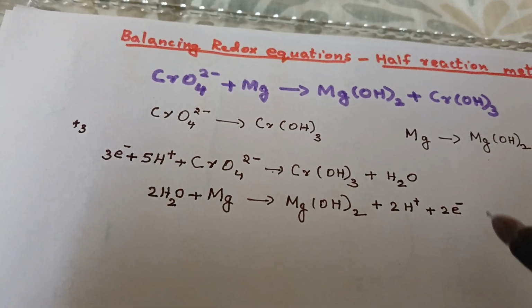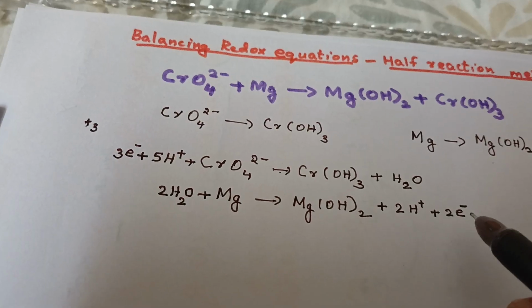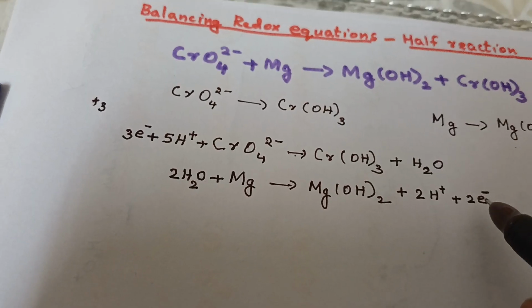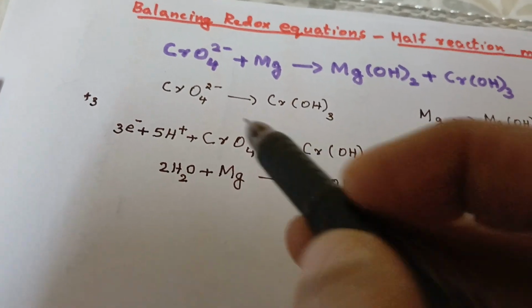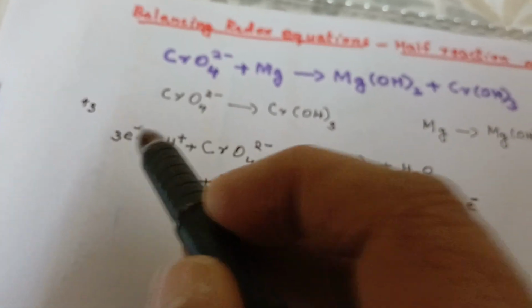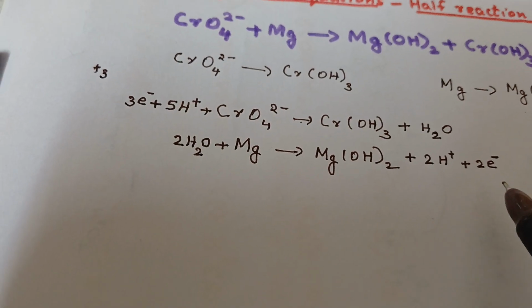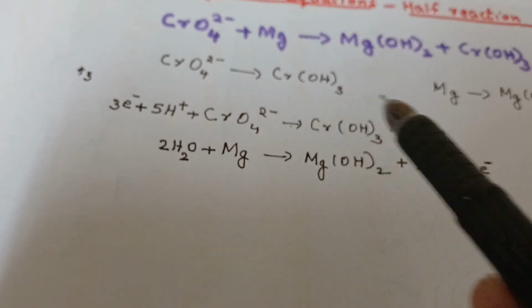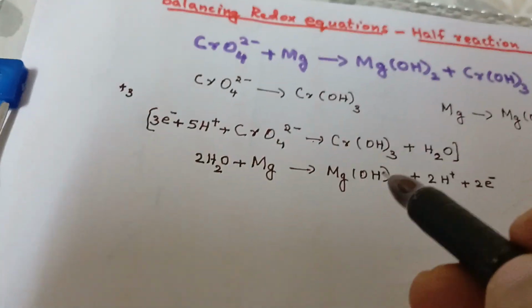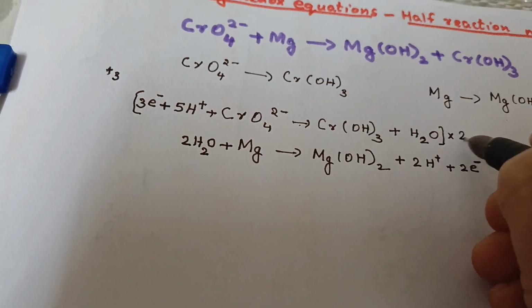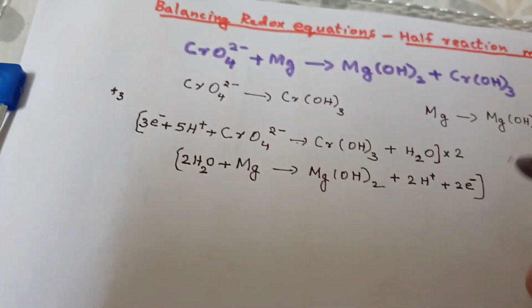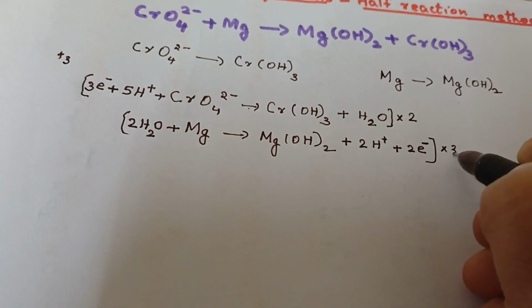But we don't see electrons in a balanced equation. So we have to remove the electrons. So let us make the number of electrons the same so that we can cancel them out. LCM of 2 and 3. Here we have 3 electrons, here we have 2 electrons. The LCM of 2 and 3 is 6. So we can make them equal to 6. For making these 3 electrons 6 electrons, we can multiply this equation by 2. And to make these 2 electrons equal to 6 electrons, we can multiply this by 3.